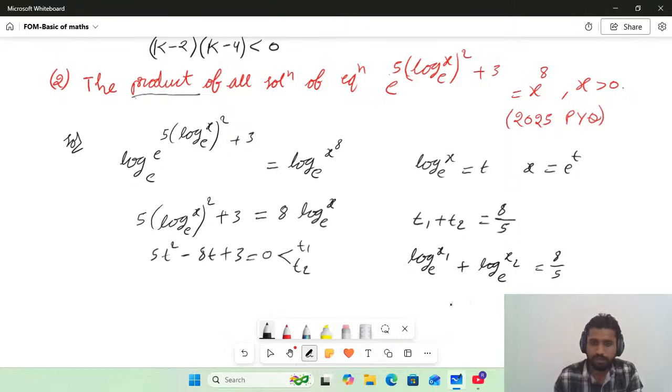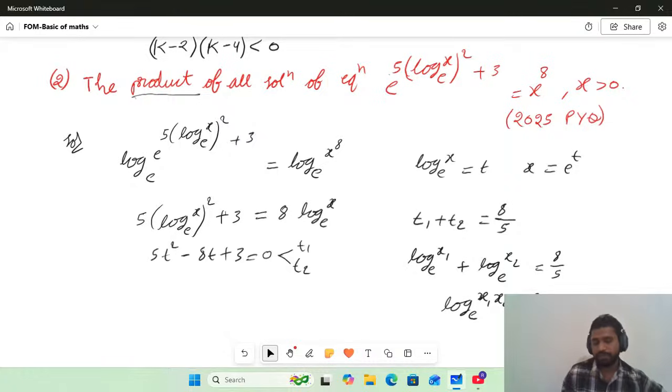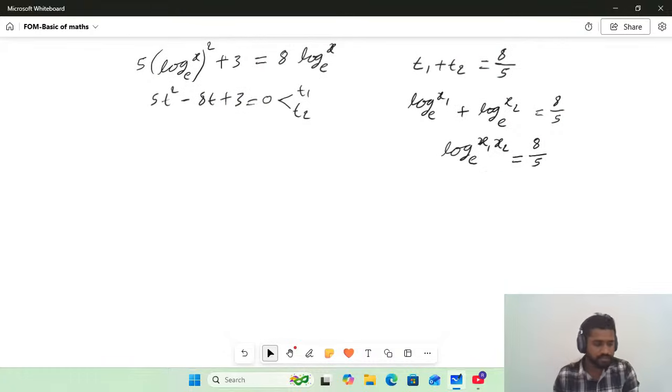What is the log m plus log n formula? Log m plus log n is log mn. So log x1 plus log x2 is log x1 x2, which equals 8 by 5. So what is the x1 x2 value from here? x1 x2 value will be equal to e power 8 by 5.